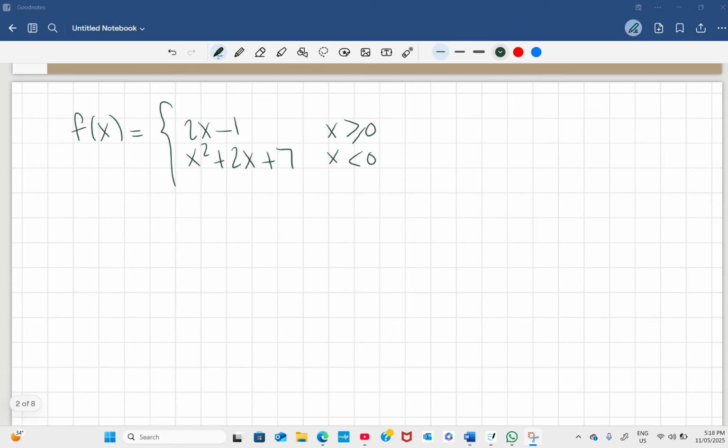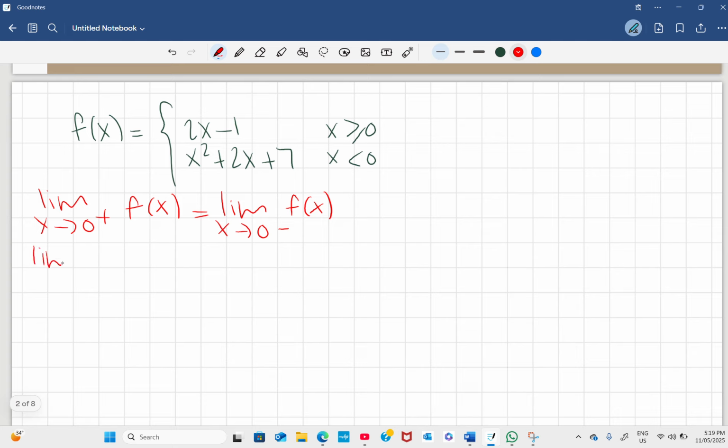Okay, so we're given f of x as the piecewise function, and they're asking us to find if it's differentiable or not. So first thing we said, we're gonna find if it's continuous. How do we do that? We're gonna take the limit as x approaches 0 from the right side equals the limit as x approaches 0 from the left side. Okay, so right equals left. But let's check if that's true.